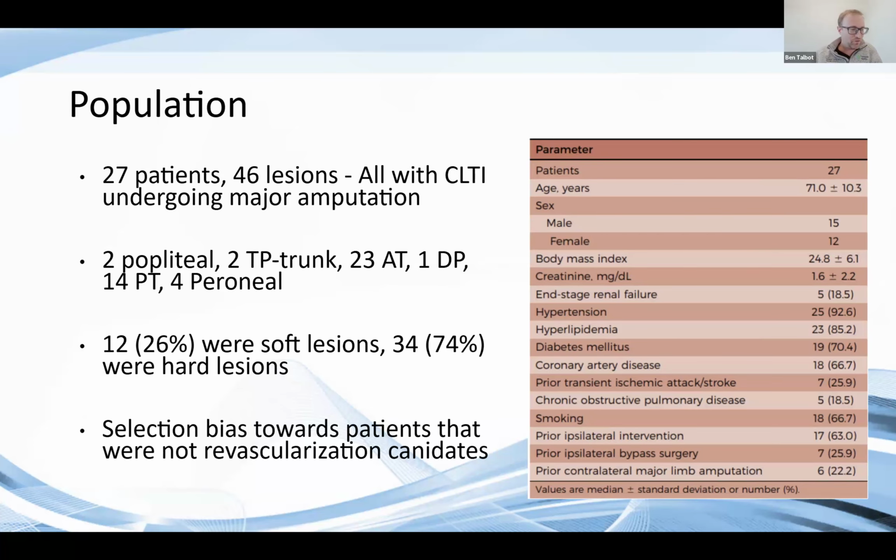The population is also very specific. The study has 27 patients with 46 lesions. All of these patients had chronic limb-threatening ischemia undergoing major amputation. And so this really represents the most advanced end-stage disease that we see in practice. So while this is a very relevant group to study from a mechanistic standpoint, it does raise some questions about potential selection bias and limits how generalizable this is to some of the maybe non-severe patients that we are treating.